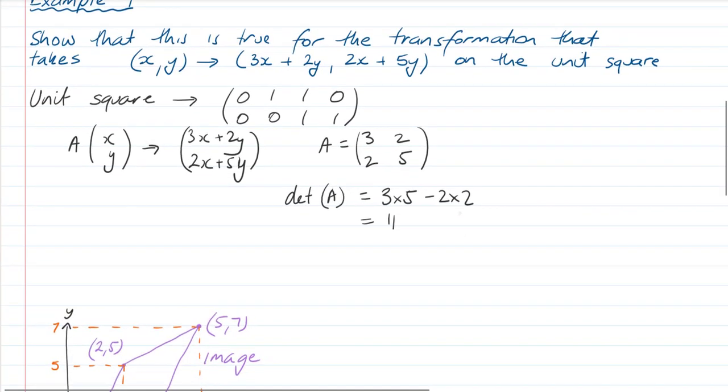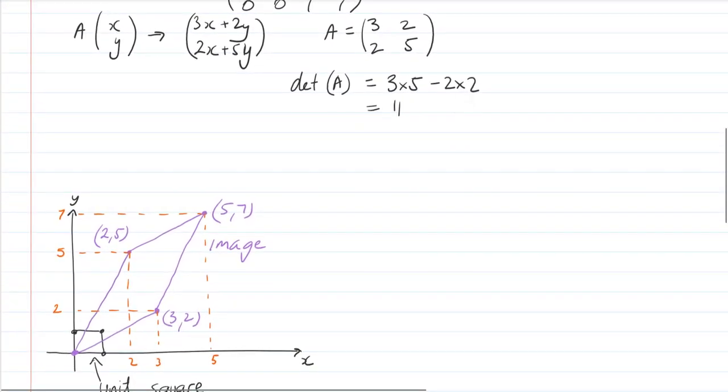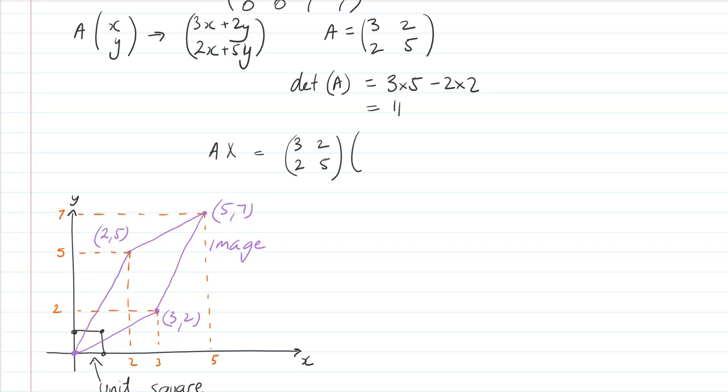I've already drawn this shape. Down here, we'll do our multiplication. So this is a unit square. So A times X is equal to the matrix 3, 2, 2, 5 times by the unit square 0, 0, 0, 1, 1, 0, 1, 1, and this of course is equal to 0, 0 again, 2, 5, 3, 2 and then 5, 7, and they're the coordinates I put on there.